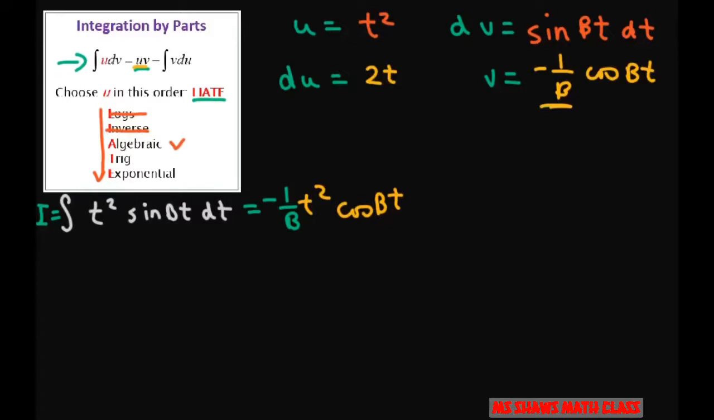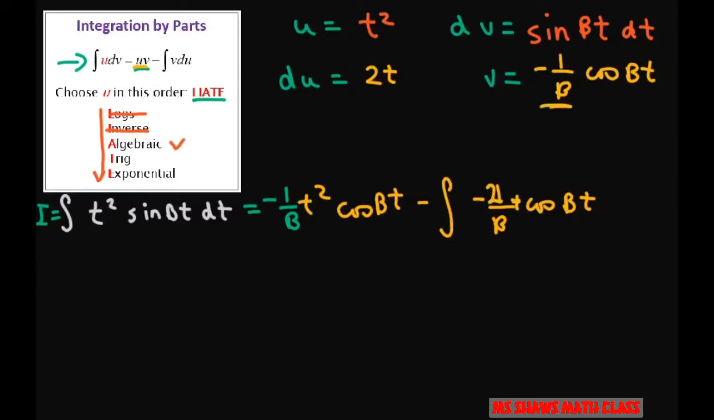Okay, then minus the integral of, we want negative 1 divided by beta cosine of beta t, and then times our du, which is 2t. So the 2t, instead of putting it at the end, I'm just going to put it here. So 2t.